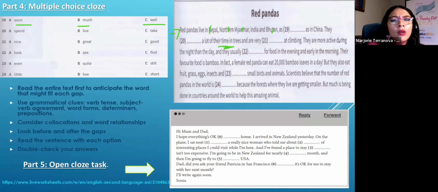And then what about number 22? They are more active during the night than the day, and they usually for food. Okay. 22, look, I didn't go to 21. Well, if you want to do 21, this is a clue, right? I need to find a word that collocates with this preposition. What would be the word there? Nice at, great at, good at.